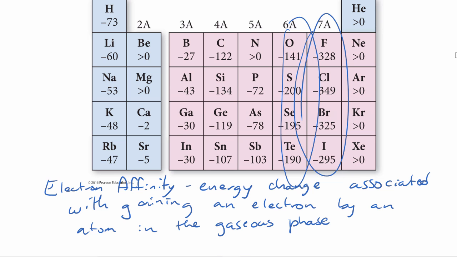So with this then, where we're going to head into is kind of a blend. I think your text puts it into chapter 8. So we're kind of looking at the end of 8, beginning of 9 here. I want to look at what happens in ion formation. And we're going to look at what are called isoelectronic species.